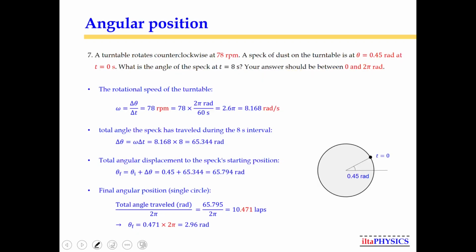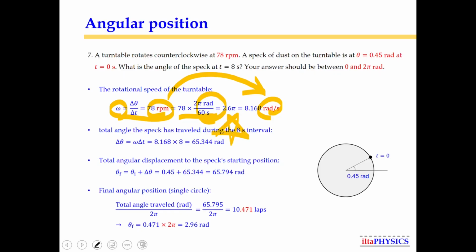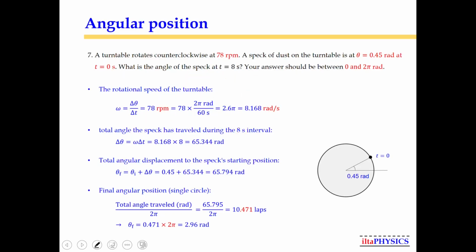In the problem description, the parts highlighted in red are the given conditions. First, the rotation speed of the turntable is given in RPM. So we need to convert that into radians per second. As I explained earlier, we multiply the RPM value by 2 pi radians divided by 60 seconds to get the angular velocity in radians per second.